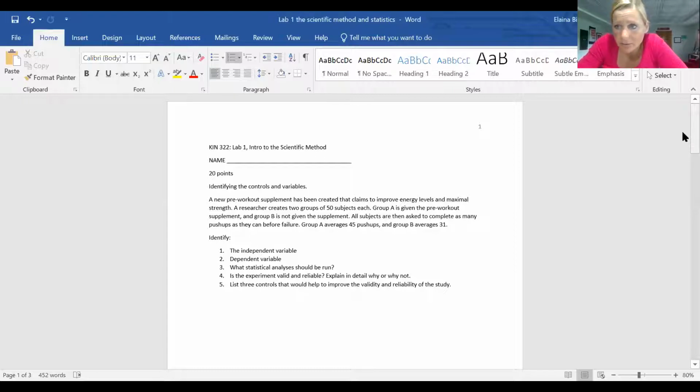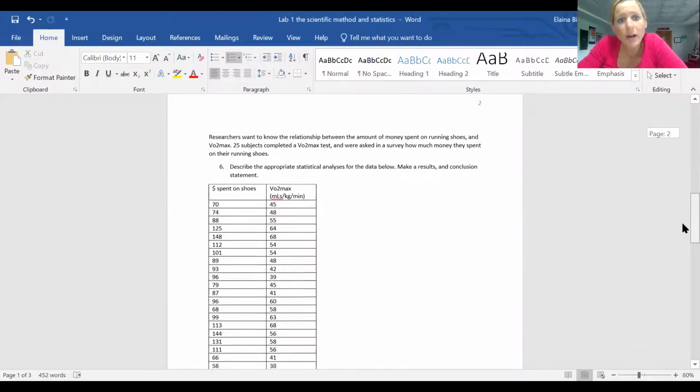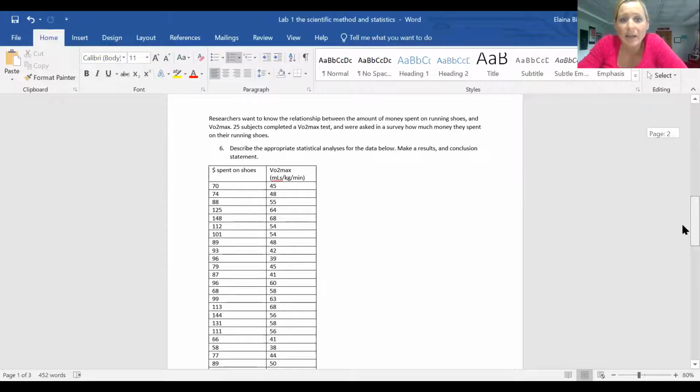Let me scroll to the next one. Second question. Again, now I give you some actual data. So you do have to actually do a statistical analysis for the second one. So you need to write a results and conclusion statement. Also include that statistical analysis piece when you submit this as well. So you can copy and paste that into your document.